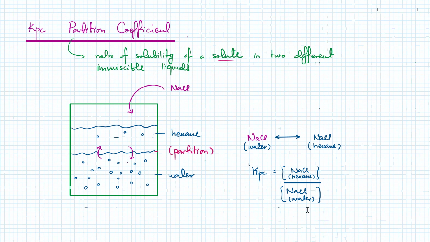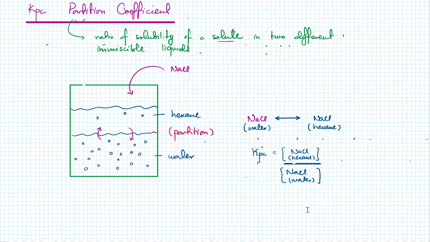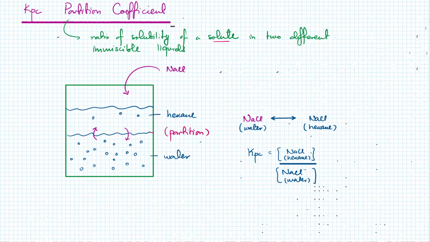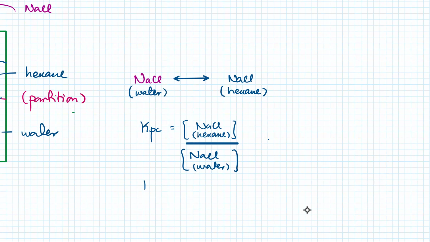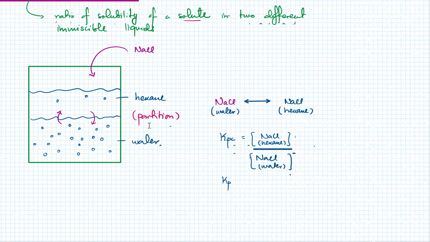Now, the idea of KPC is that the way you write KPC, it's the KPC calculated, because the problem is which one is the product, which one is the reactant? You could have written it the other way around as well, right? If I had written NaCl water on the other side, NaCl hexane on this side, then this would have been inverted. The numerator would be the denominator and so on.